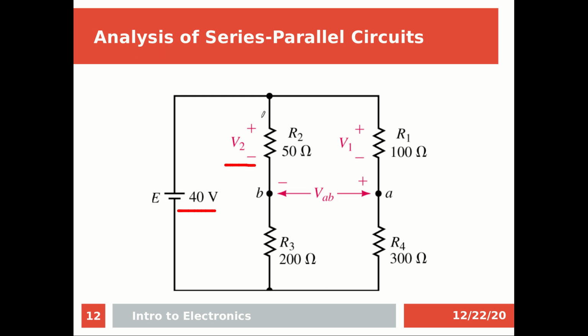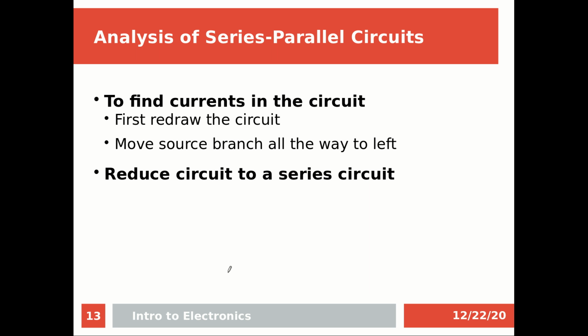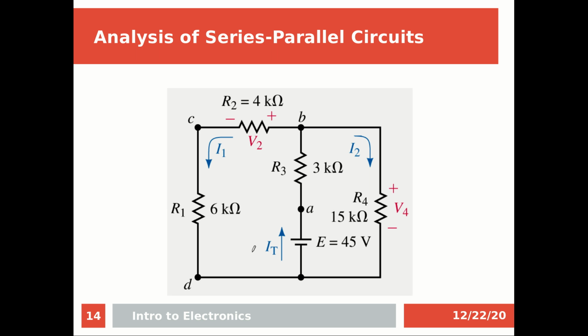Now because these are in series, you take the Kirchhoff voltage divider rule to calculate what is the voltage over R2 and what is the voltage over R3. Very easy. Now to find the current, you first draw the circuit again, move the branches all the way left and reduce the circuit to a series circuit. So reducing the circuit to a series circuit, you will know what information you want to take and where the current comes from to each point of the circuit.